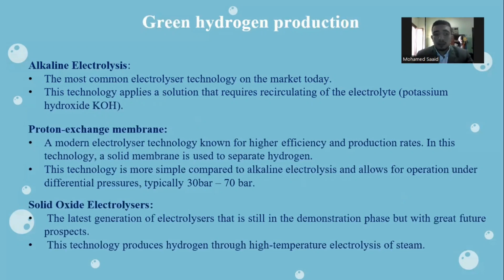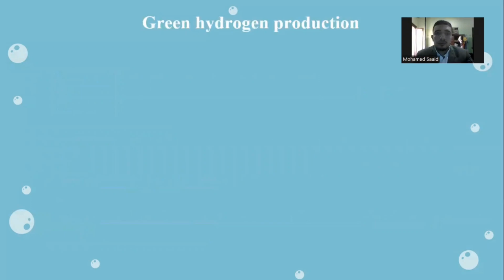Solid oxide electrolyzer. The last generation of electrolyzers is still in the development phase. This technology produces hydrogen through high temperature electrolysis of steam. Now we will show the first process flow diagram of the alkaline electrolyzer.